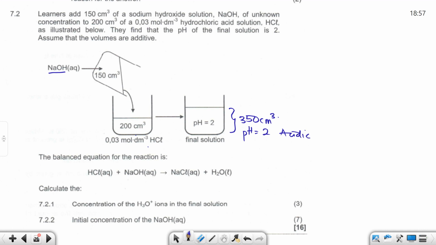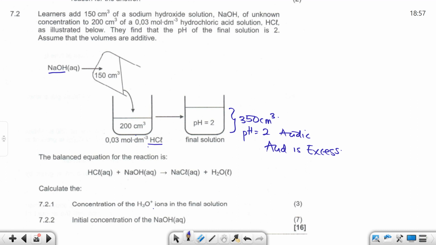Now, do you notice we have sodium hydroxide and HCl? If it was neutralized, pH would be 7. Strong acid and strong base. But now pH is equal to 2. It's acidic. It means that the acid is in excess. Some of the acid was neutralized, but not all the acid was neutralized. Make sense? We have that reaction there.